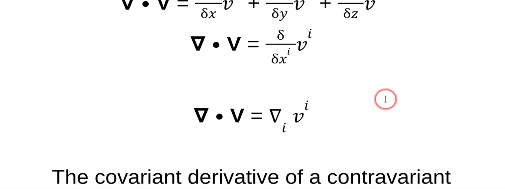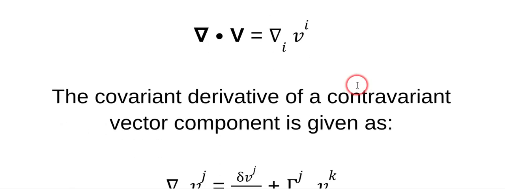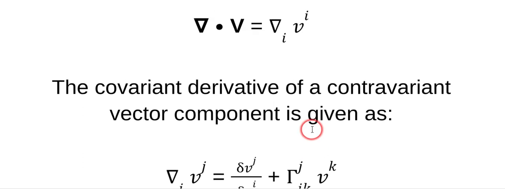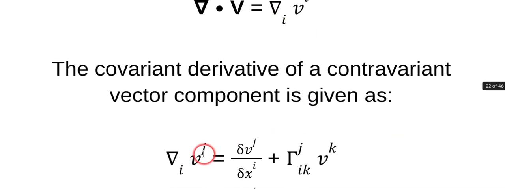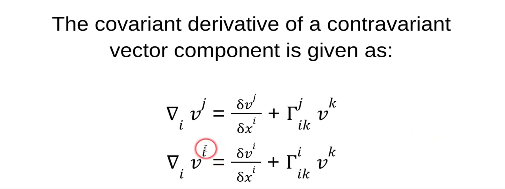So let's remember what the covariant derivative is. The covariant derivative of a contravariant vector component is the partial derivative of that component plus, because it's a contravariant component, an extra term here. Now, to do what we want, we have to change this j to an i, or that i to j, it doesn't matter. It works the same way. So we've got i here and i here. There are no free indexes left. Everything's a summation index. Do you see that?